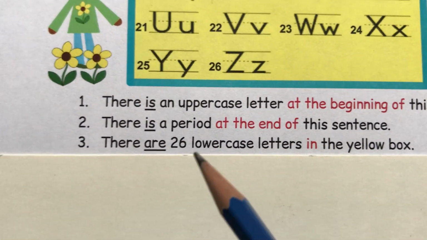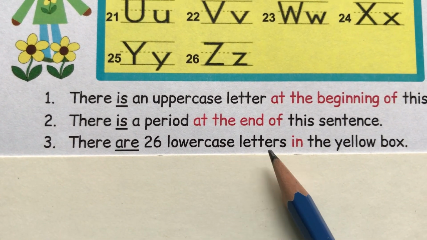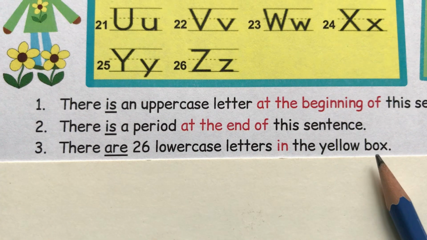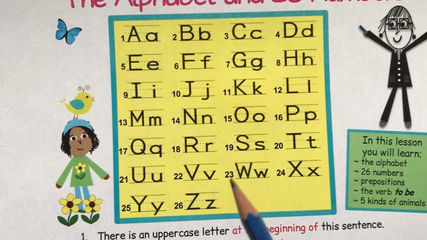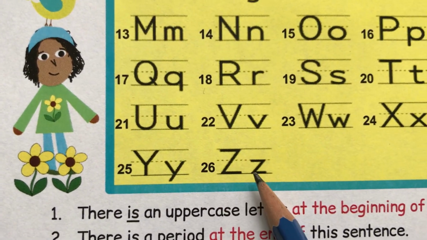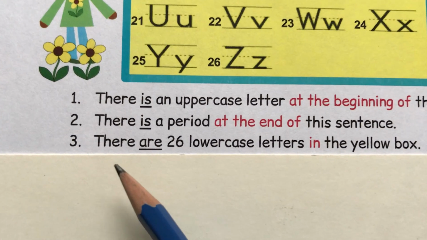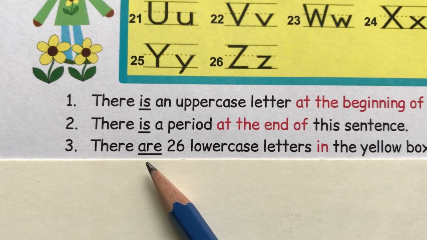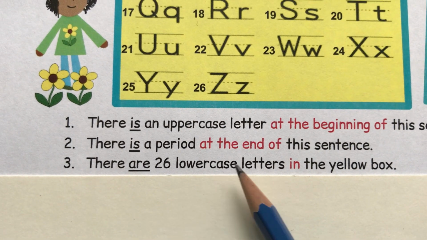Number 3. There are 26 lowercase letters in the yellow box. This is the yellow box, and there are 26 lowercase letters in this yellow box. We use there are because we're talking about a lot of objects. 26 of them.